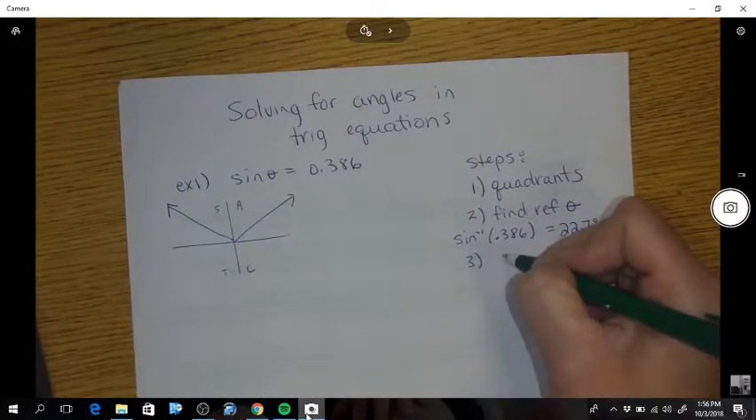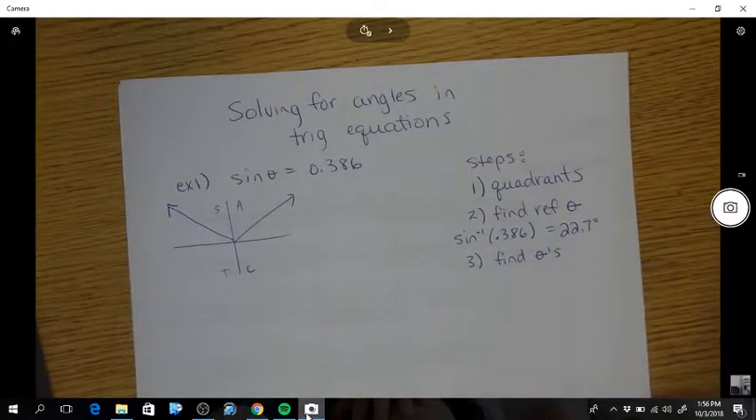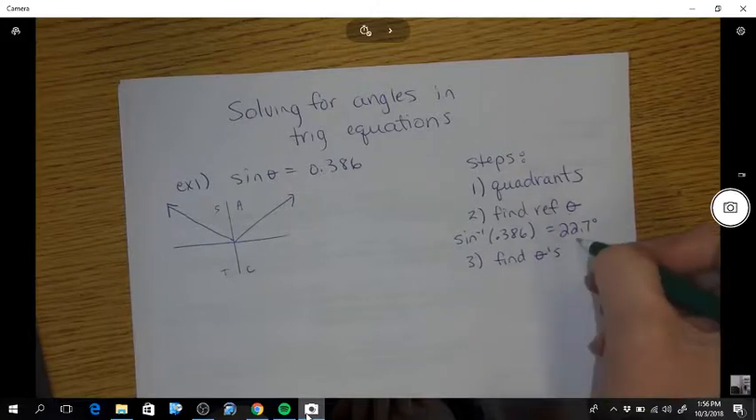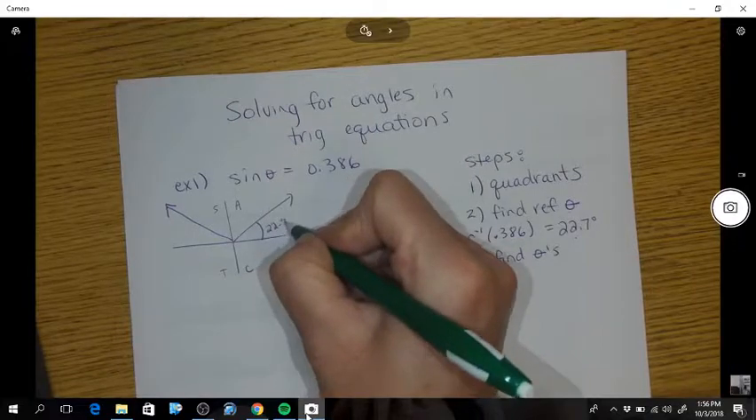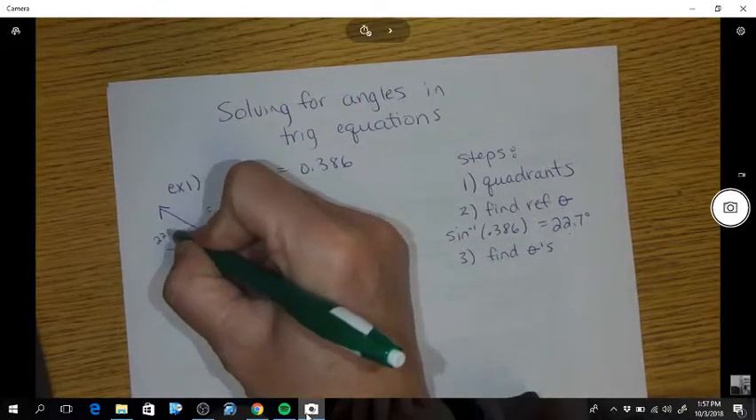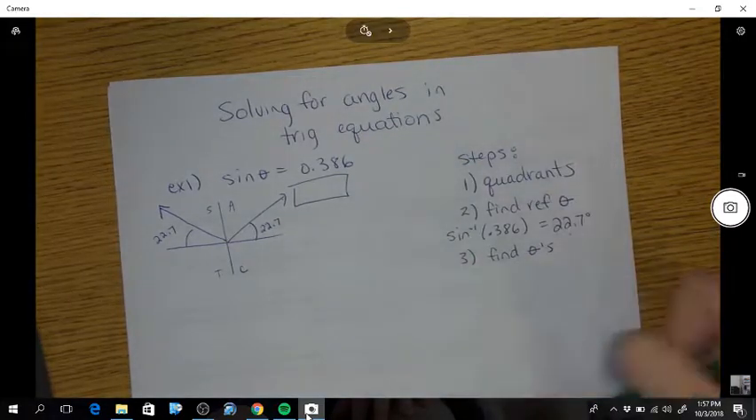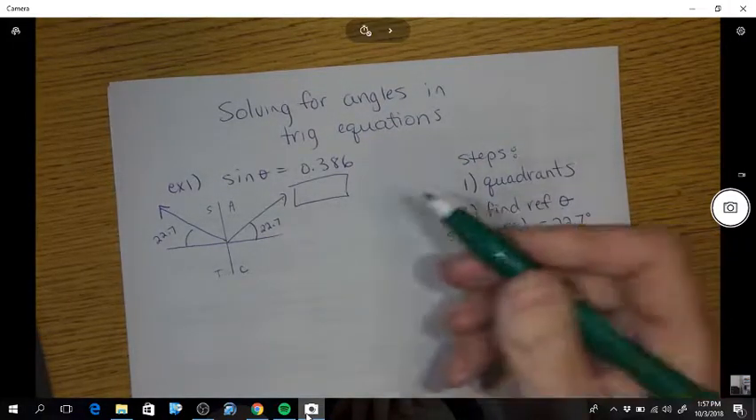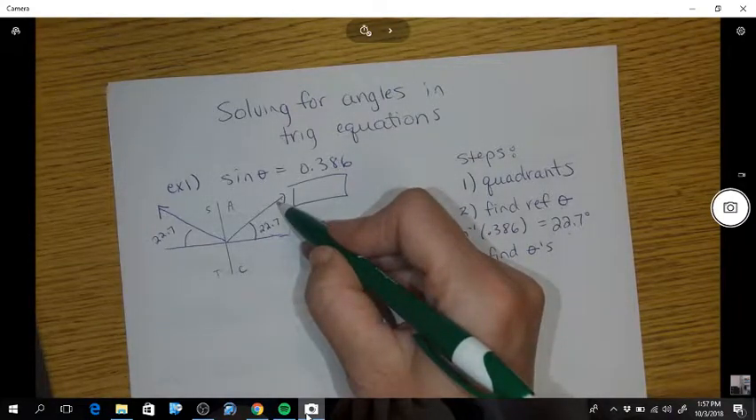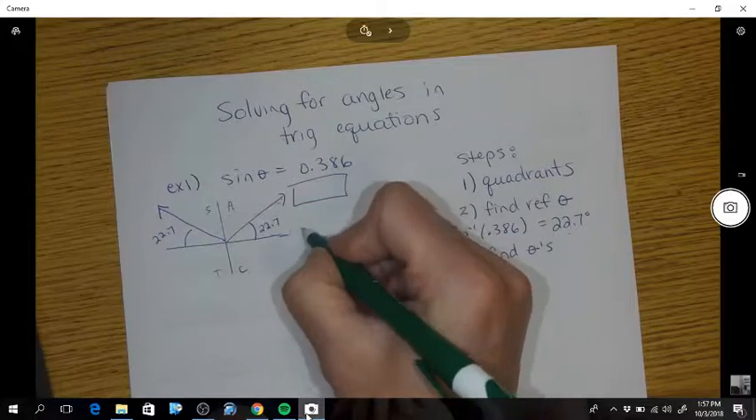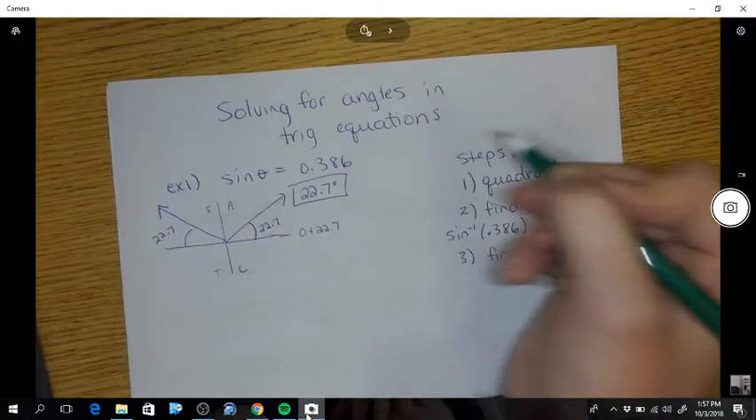Step 3, find angles, so your actual answer. The reference angle is the distance to the closest x-axis. So where does this angle actually end up in the 0 to 360 range? This would be 22.7 degrees bigger than 0. If I add that to 0, I end up at 22.7 degrees.